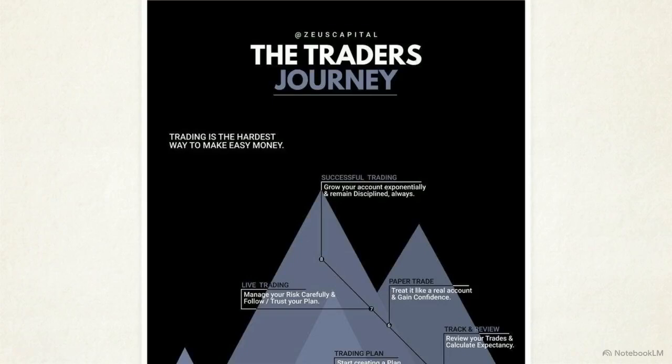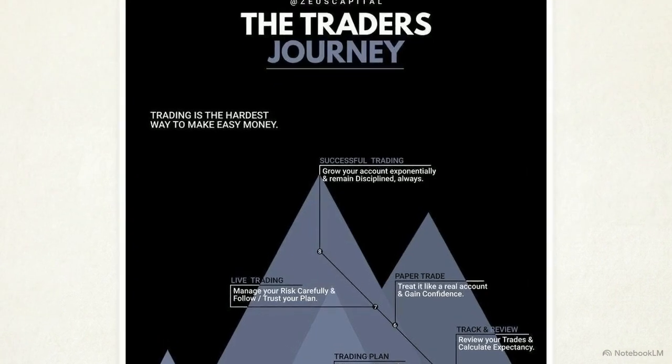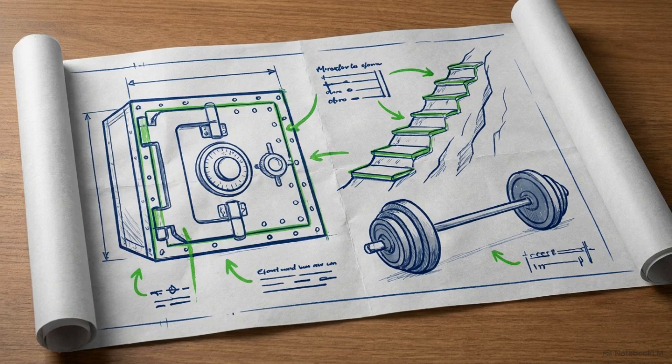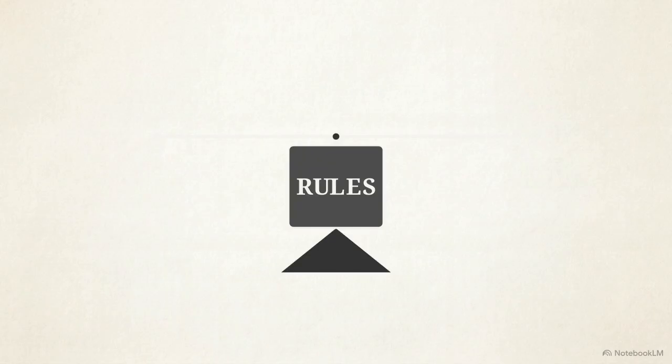This diagram shows the trader's journey. You've climbed past the basics and managed your risk in live trading at step 7. Now you're staring at the steepest gap on the mountain, making the jump to step 8, successful exponential growth. To cross that gap safely, we are going to use a specific mathematical blueprint, one that lets you increase your profits without breaking the rules that got you here in the first place.